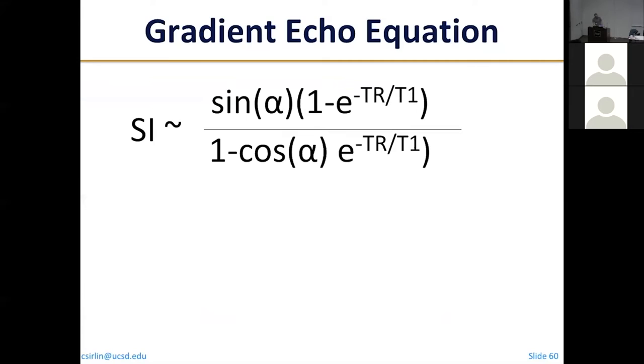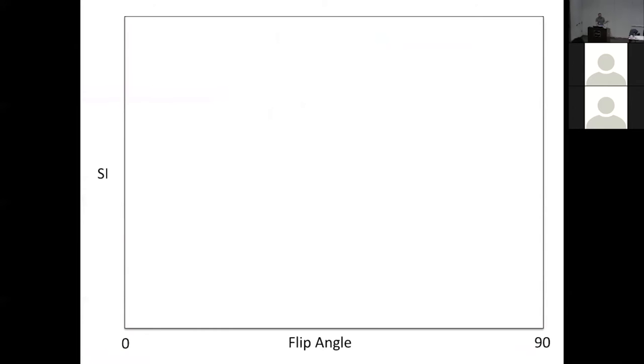I don't want anyone here, except for a few of you, to memorize this equation, but I do want you to pay attention that this equation, which is the signal intensity we see on a gradient echo, has flip angle, TR, and T1 as important parameters. Now let's plug those parameters into Excel and create some curves. I'm going to look at the signal intensity on the y-axis and the flip angle on the x-axis. I'm going to let the flip angle go from 0 to 90 degrees. Flip angle is one parameter. Remember, the other parameters are TR and T1.